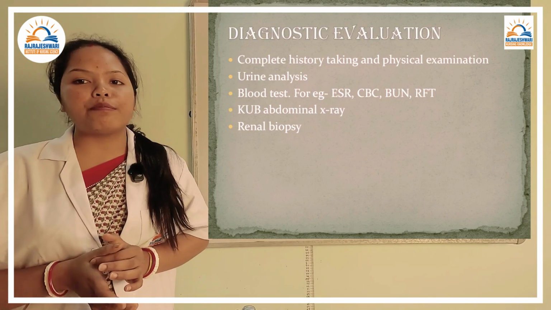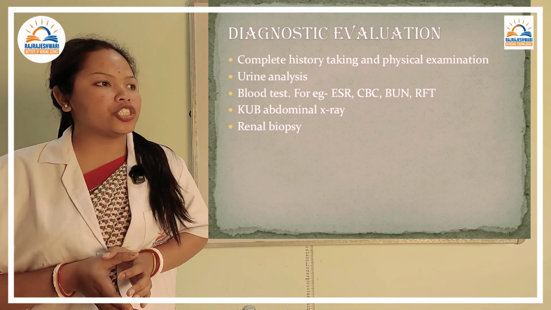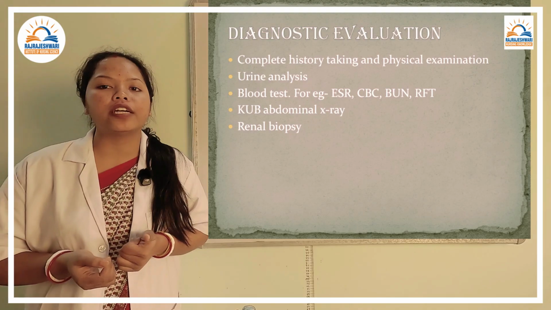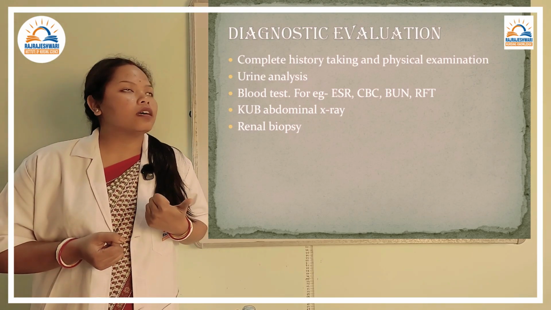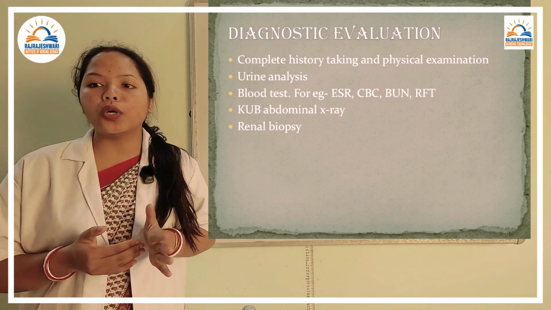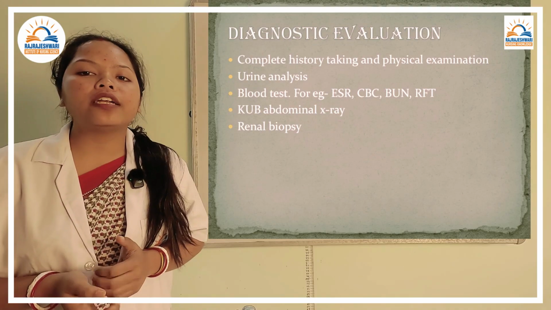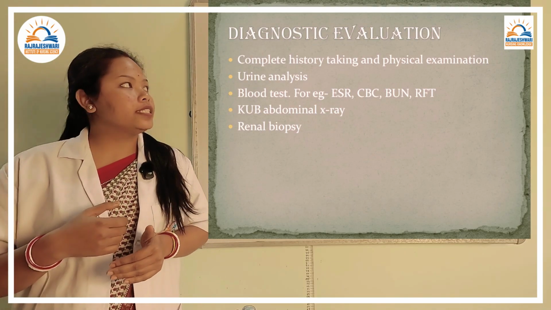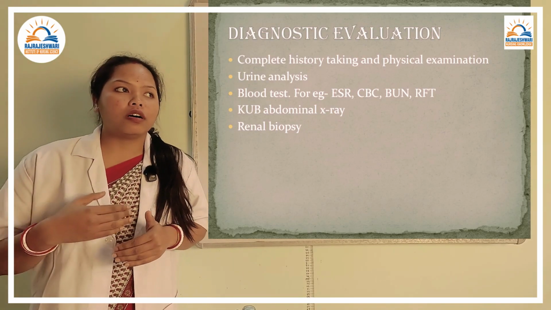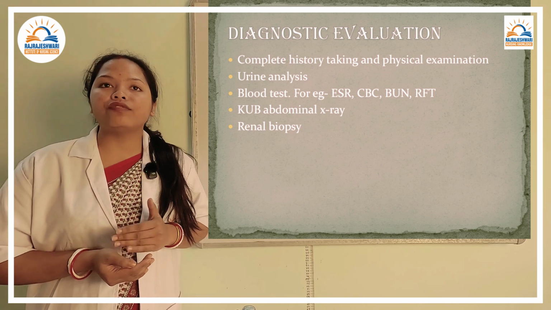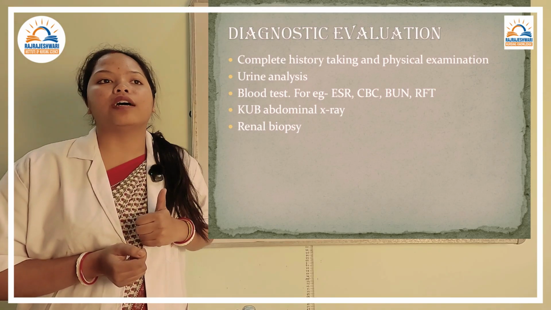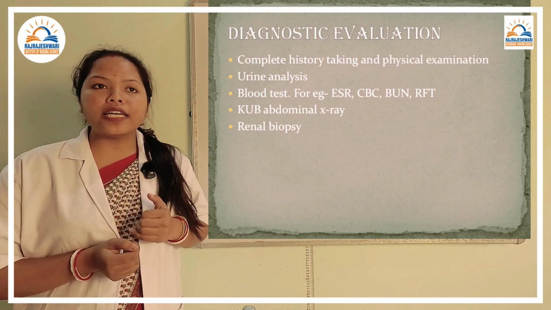So first one is complete history taking and physical examination of skin infection, throat infection. Then second one is urine analysis for protein, leukocyte, ketones, blood, glucose, then urine culture, then blood test. Blood test, for example, ESR, erythrocyte sedimentation rate, because after post streptococcal infection, the ESR rate is high. Then next one is CBC, complete blood count, to identify the hemoglobin level.